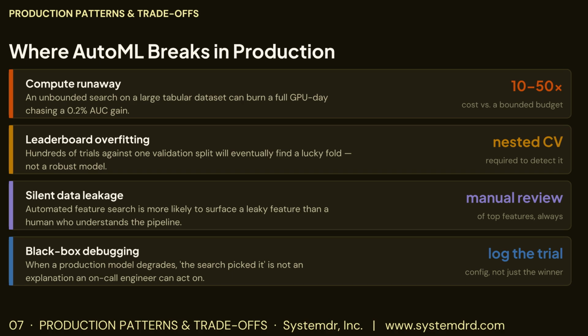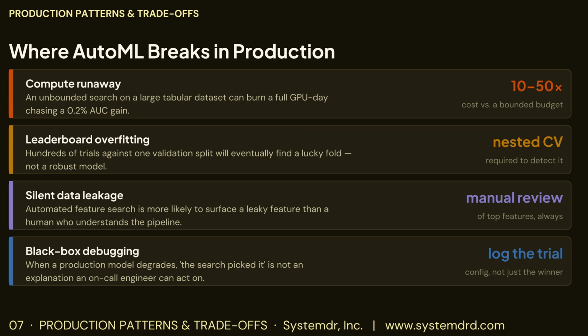Third, silent data leakage. Automated feature search is, if anything, more likely than a careful human to surface a leaky feature, something like a timestamp that encodes information from after the prediction point. A manual review of the top-ranked features every time is non-negotiable.